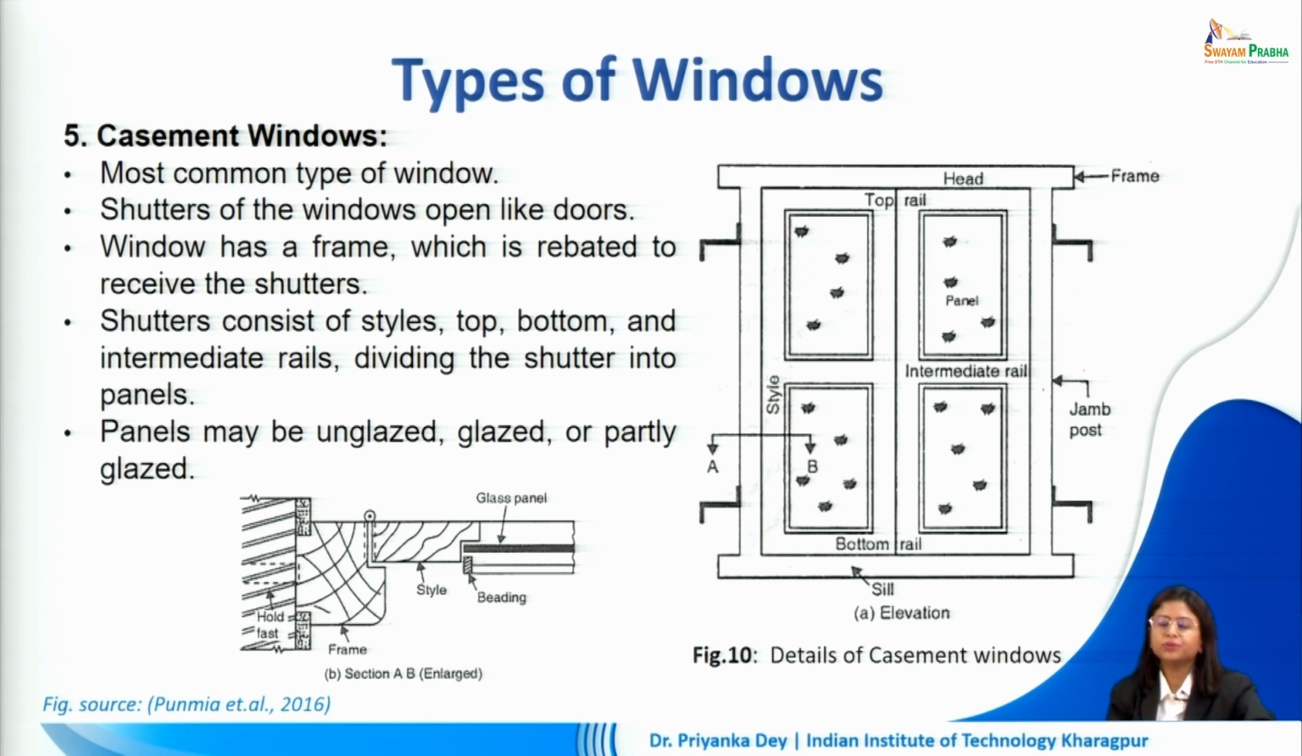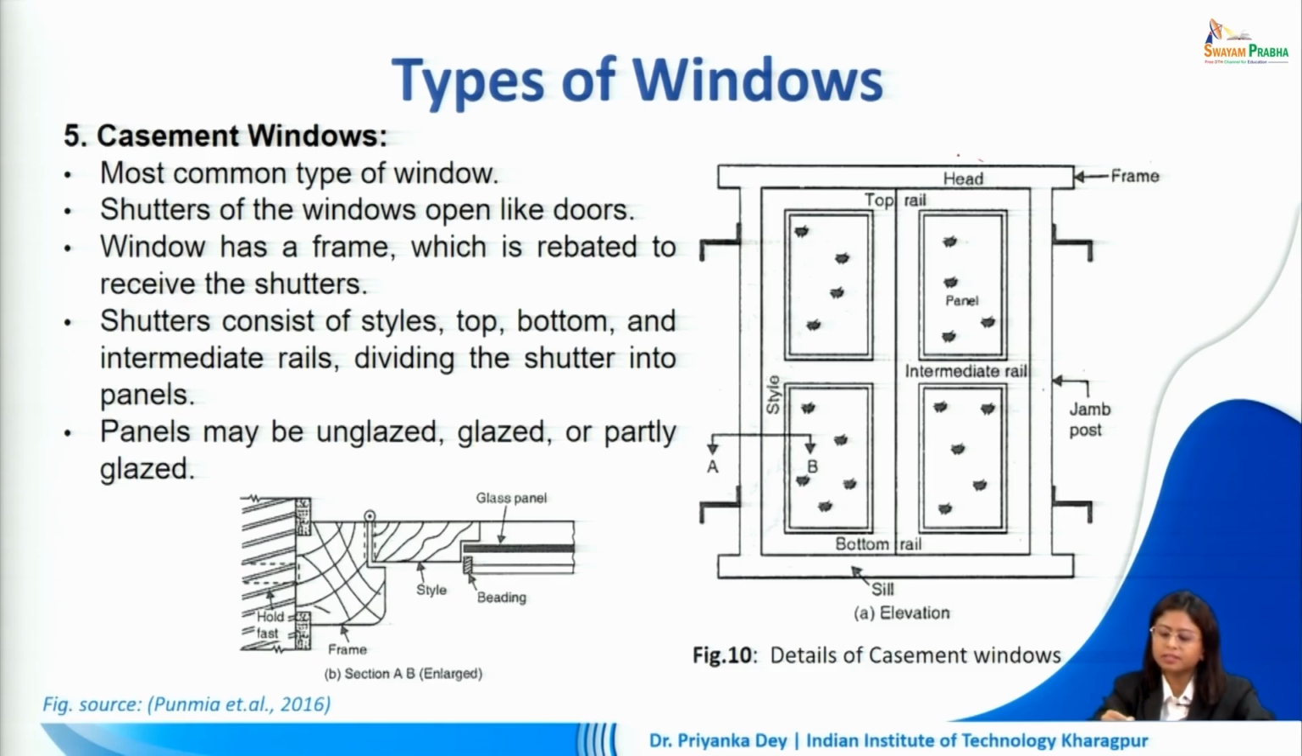The next type of window is called the casement window. It is the most common type of window, and the shutters of the windows open like doors. The window has a frame which is rebated to receive the shutters, and the shutter consists of stiles, top, bottom and intermediate rails, and we can divide the shutter into smaller panels. Now the panels in this case can either be unglazed, that is opaque, they can be glazed or made up of glass, or partly glazed also, that is maybe the upper two panels are glazed, the lower ones are unglazed.